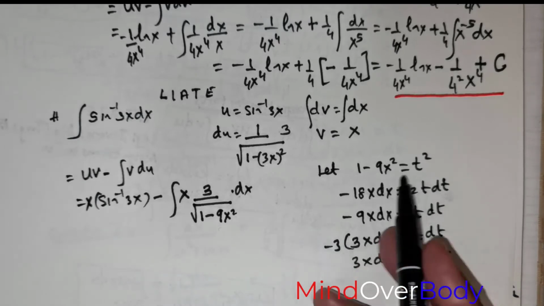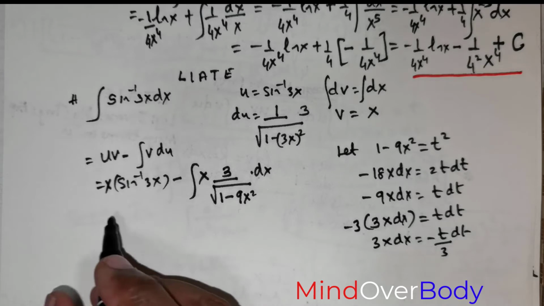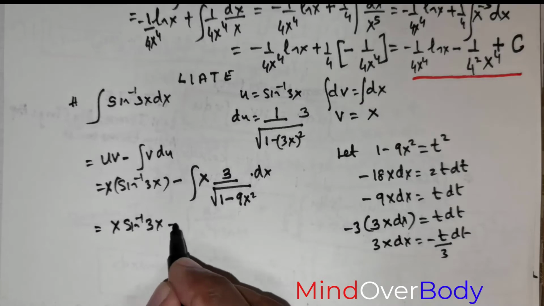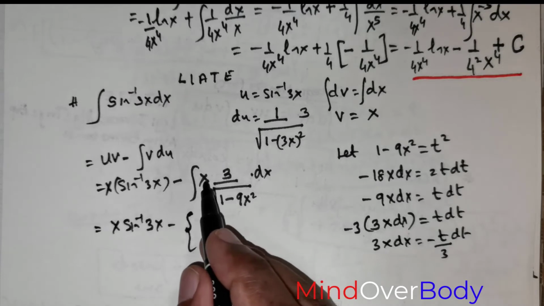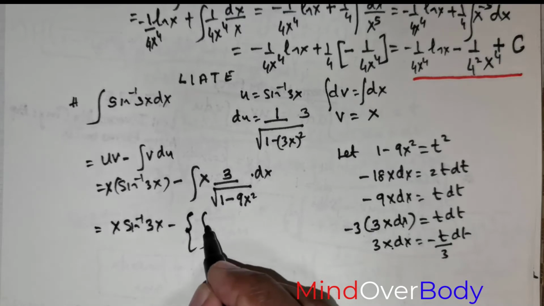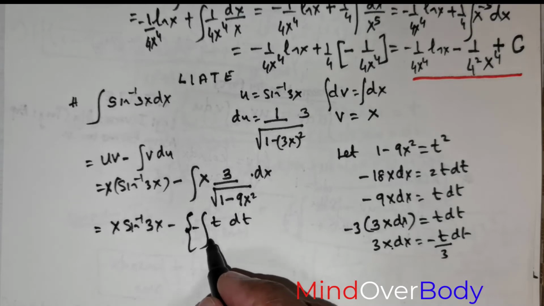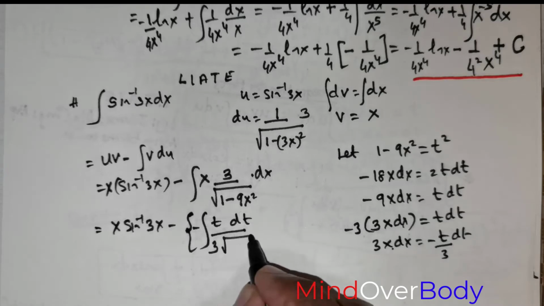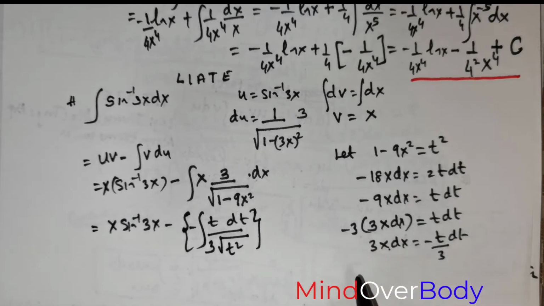Now you don't have to do all those things, you can directly substitute it with your own technique of calculation or manipulation. So this is equal to x times sine inverse of 3x minus. Now as I mentioned to you, this is 3x dx. So in place of 3x dx, I'm going to substitute negative t dt. There is a 3 there, so I'm going to place the 3 in the denominator. Root of 1 minus 9x squared, that's going to be t squared. So this is what I've got.